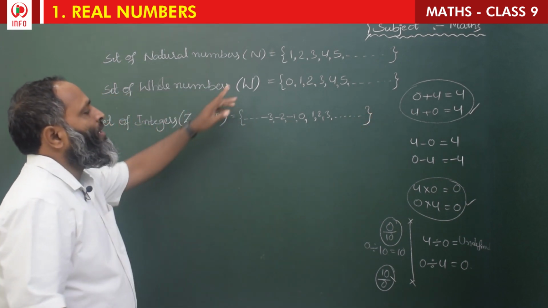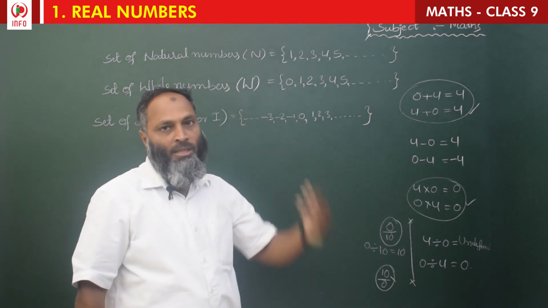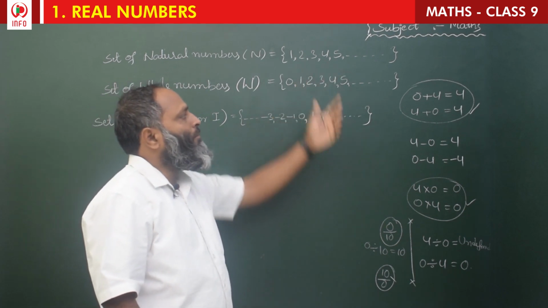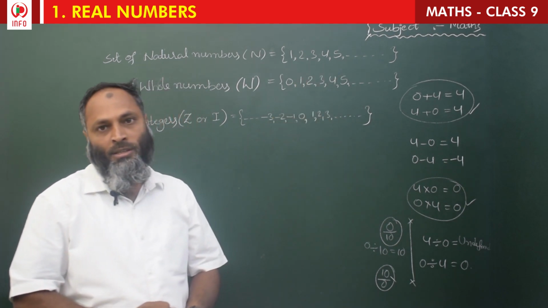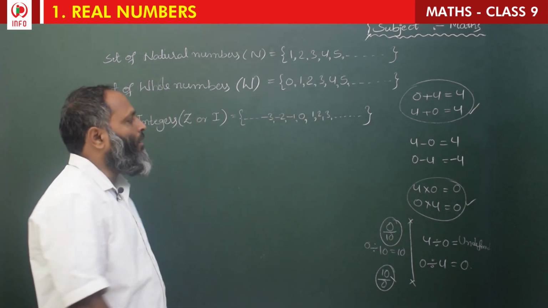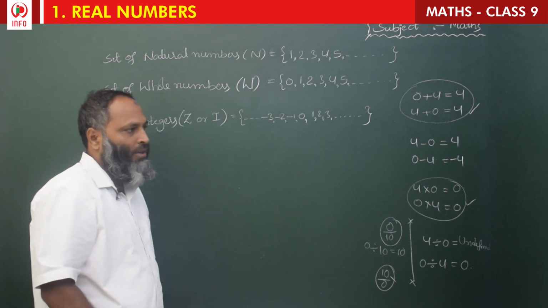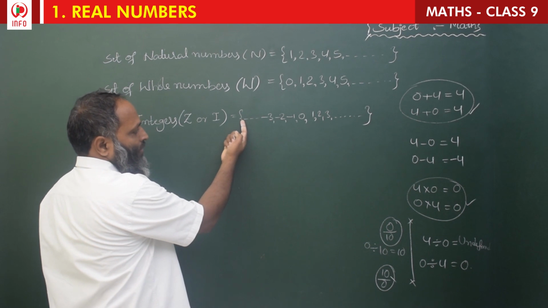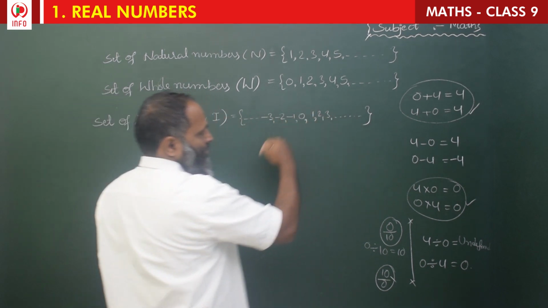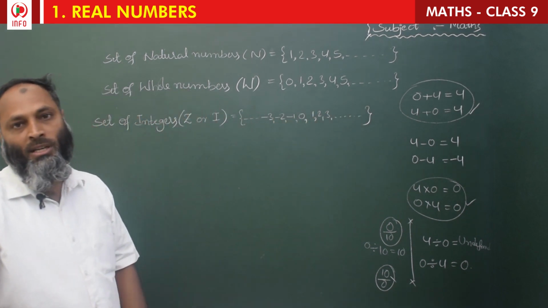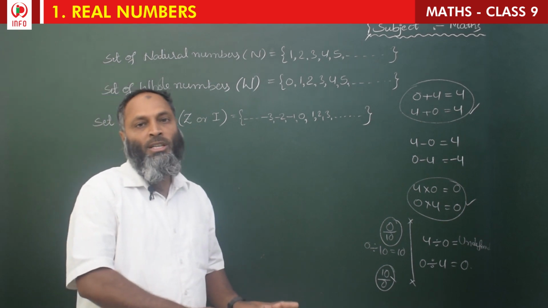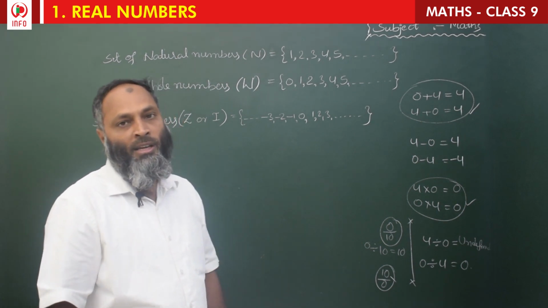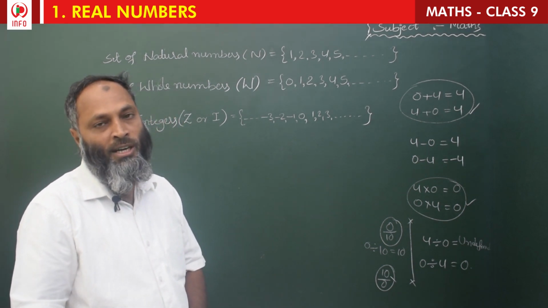So, in whole numbers we know the least number is 0, and what is the maximum number, that we do not know. So, that is also undefined. Here in the set of integers, what is the least number, what is the highest number? The least number is undefined and the highest number is also undefined.